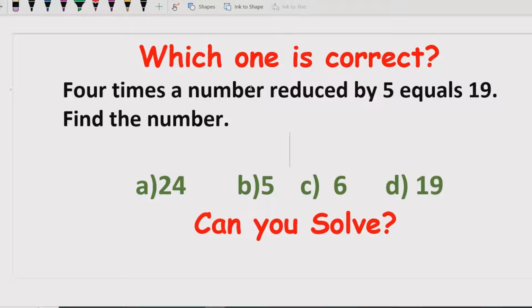So here the question is: 4 times a number reduced by 5 equals 9, and find the number. It means that we have to find a number which is equal to the expression mentioned in the first line. So now we will see the meaning of each word, and after that how we can find the unknown number.